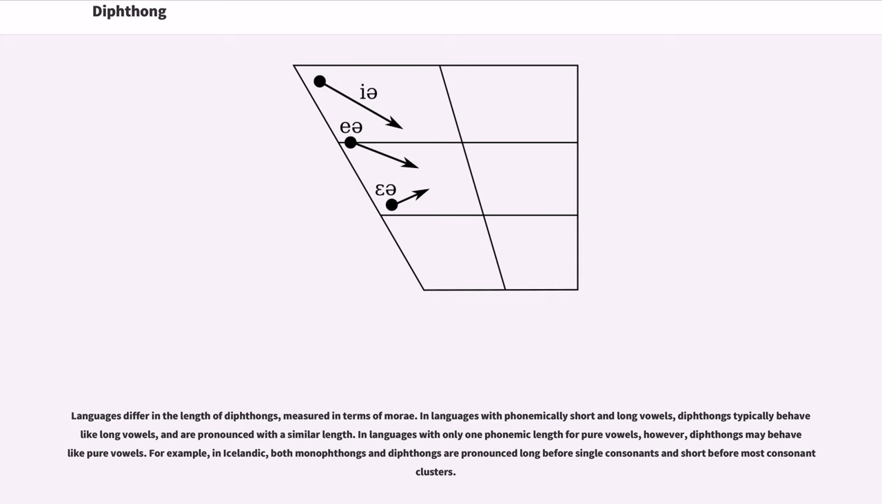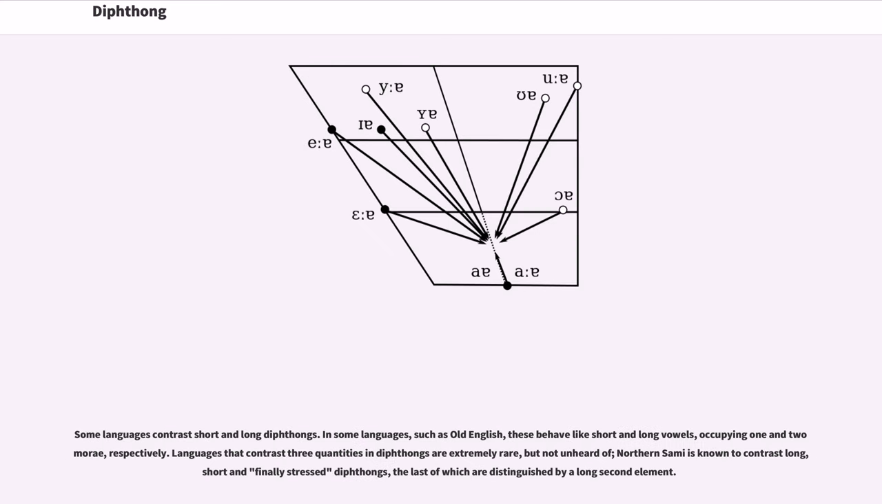In languages with phonemically short and long vowels, diphthongs typically behave like long vowels, and are pronounced with a similar length. In languages with only one phonemic length for pure vowels, however, diphthongs may behave like pure vowels. For example, in Icelandic, both monophthongs and diphthongs are pronounced long before single consonants and short before most consonant clusters. Some languages contrast short and long diphthongs.